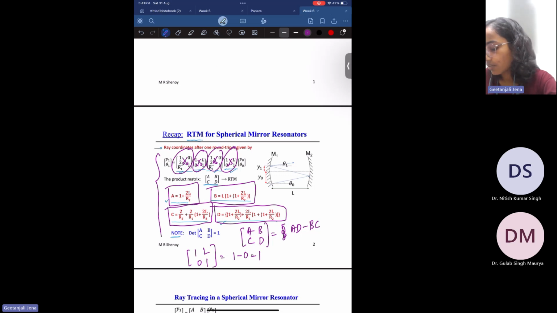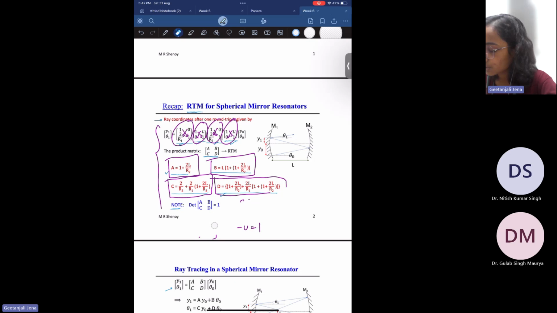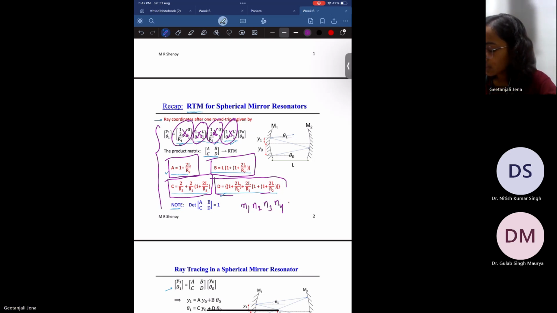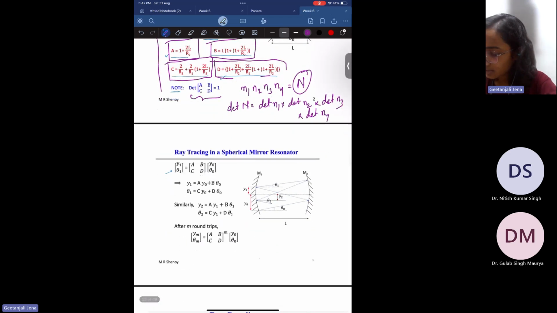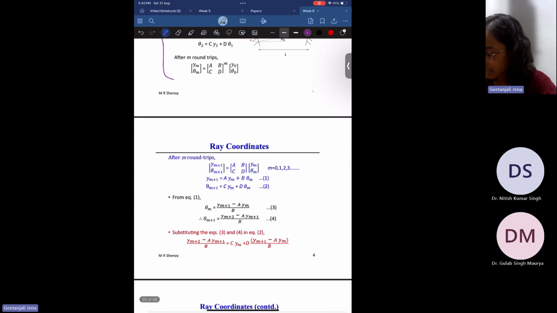So if you see it, the determinant is always 1 for each of these matrices. And when you have this situation, like let's say we have 4 matrices, instead of taking A, B, C, D, let's take N1, N2, N3, N4, which is given by a final matrix, let's say capital A. So that means to find the determinant, it is nothing but determinant of N is equal to determinant of N1 times determinant of N2 times determinant of N3 times determinant of N4. So that means the determinant of ABCD, the final ray transfer matrix, is 1 only. And this we have already seen before, so I'm skipping this slide.